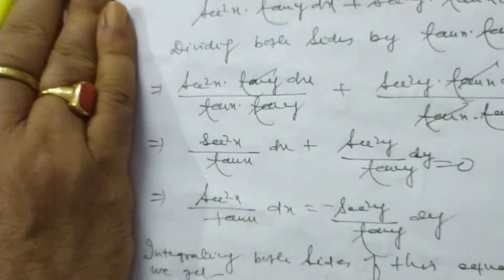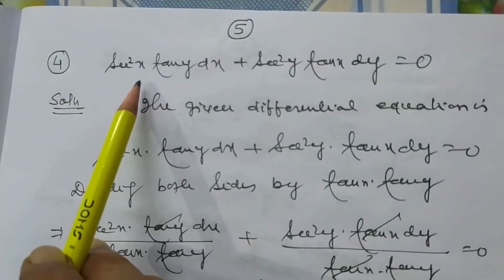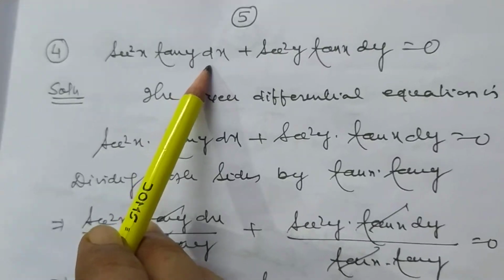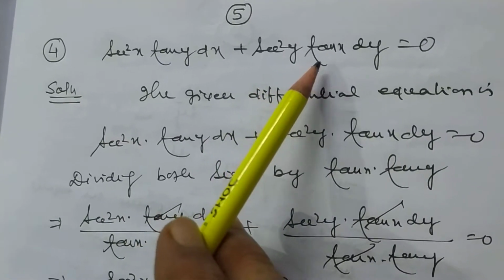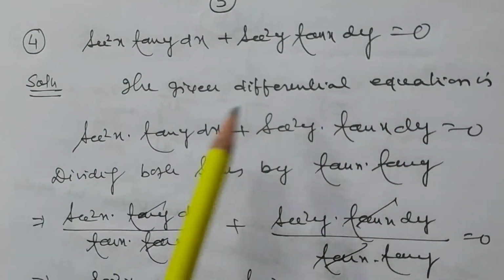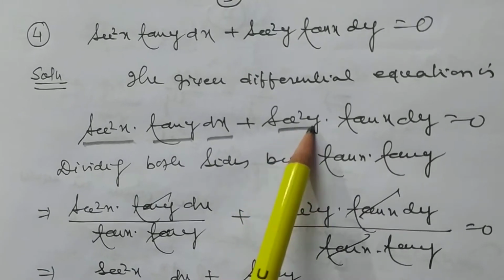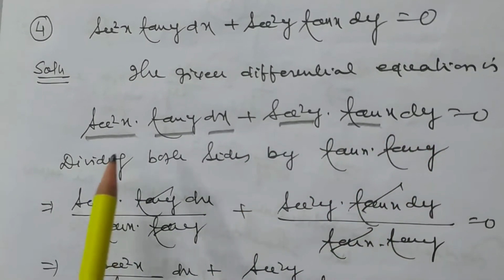So my dear student, in this way we can solve problem number 3. Now what is given in problem number 4? Sec square x into tan y dx plus sec square y into tan x dy is equal to 0. The given differential equation is in the form sec square x tan y into dx plus sec square y tan x into dy is equal to 0.